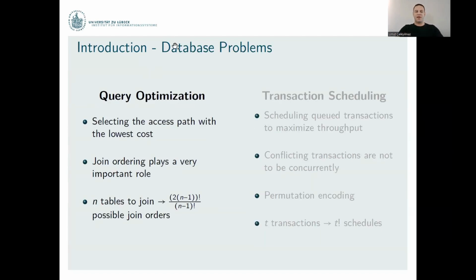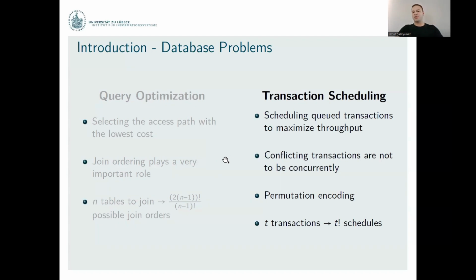And we have examined two database problems. The first one is query optimization, which is the problem of selecting the access path and method with the lowest cost. And in this problem, join ordering plays a very important role. So we mainly focused on join ordering. For n tables to join, we have this many possible join orders. So this will be the size of our search space.